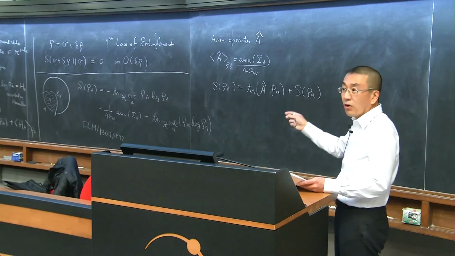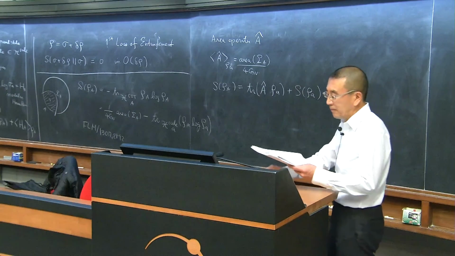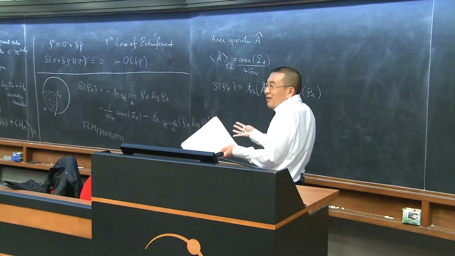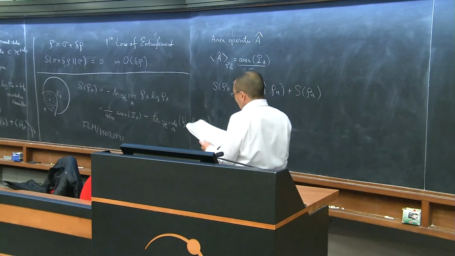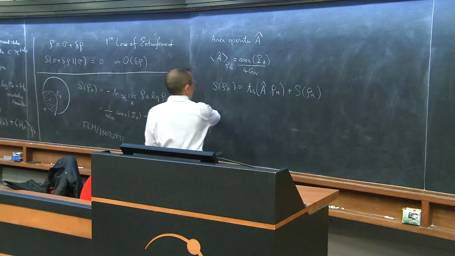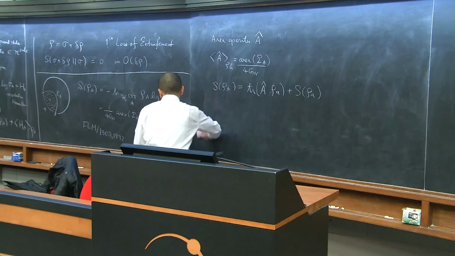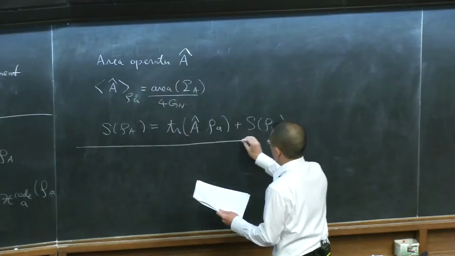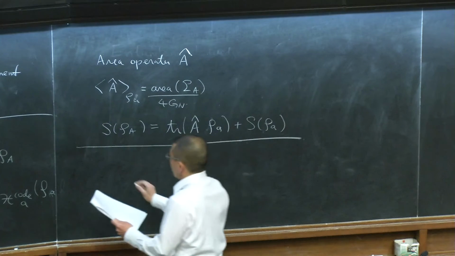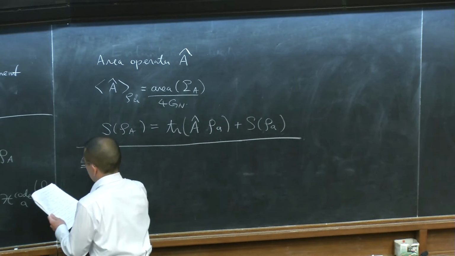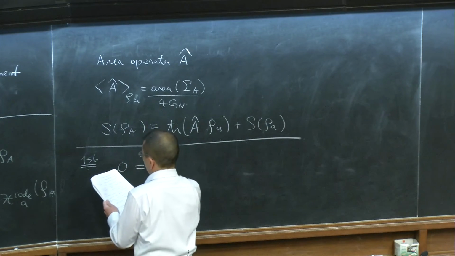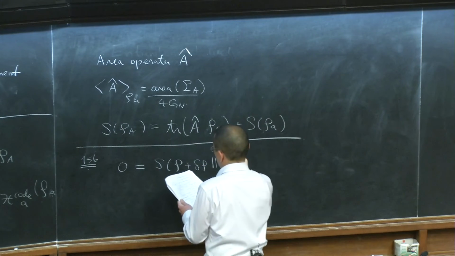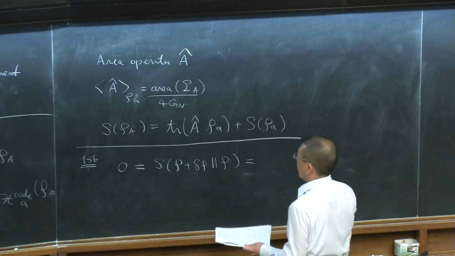Yeah, this holds only for the code subspace. That's important. So now let's apply the first law of entanglement to this formula. If I apply the first law, what's going to happen? Well, the first law states that 0 is equal to delta S of rho plus delta rho.